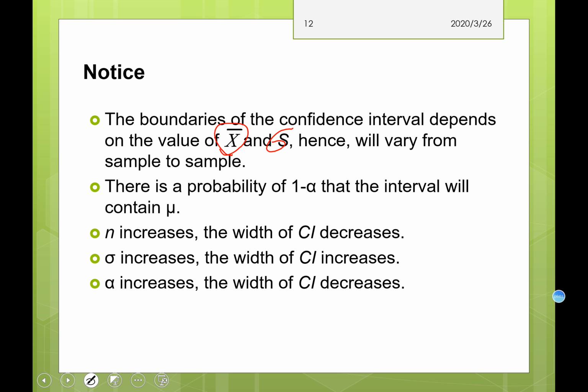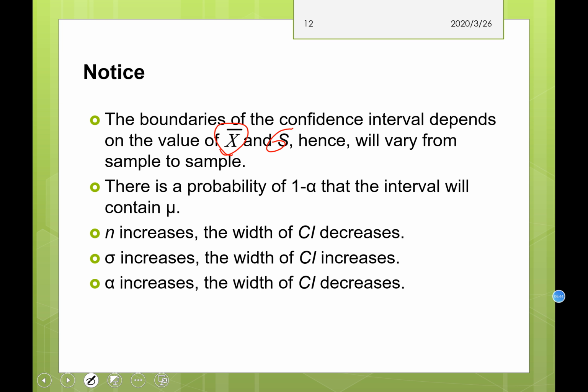So any single confidence interval is not completely correct. And we said that it has the probability to correctly include the population mean in the range, and the probability should be 1 minus alpha, not 100%, right? And the second one, there is a probability of 1 minus alpha that the interval will contain mu. We have just explained what the meaning of this is.